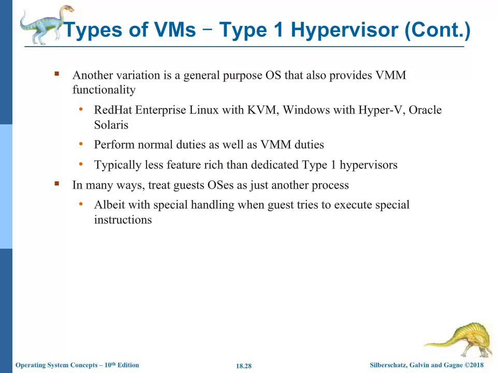Here, an operating system such as Red Hat Linux, Windows, or Oracle Solaris performs its normal duties as well as providing a VMM allowing other operating systems to run as a guest. Because of their extra duties, these hypervisors typically provide fewer virtualization features than other Type 1 hypervisors. In many ways, they treat a guest operating system as just another process, but they provide special handling when the guest tries to execute special instructions.